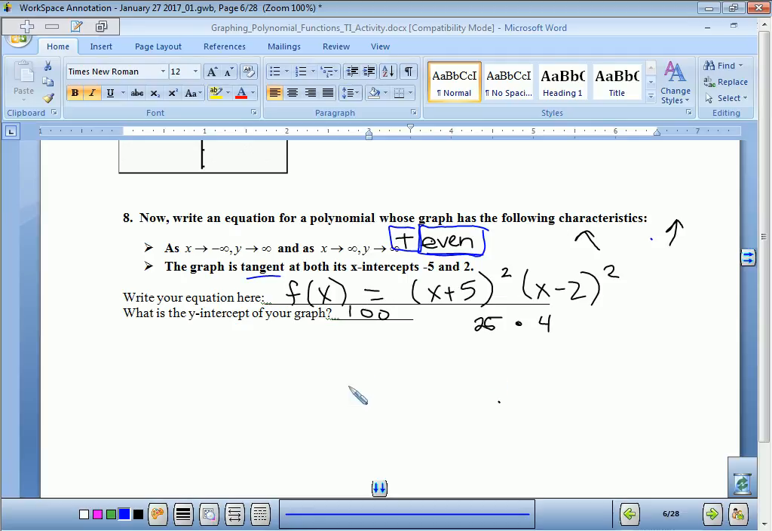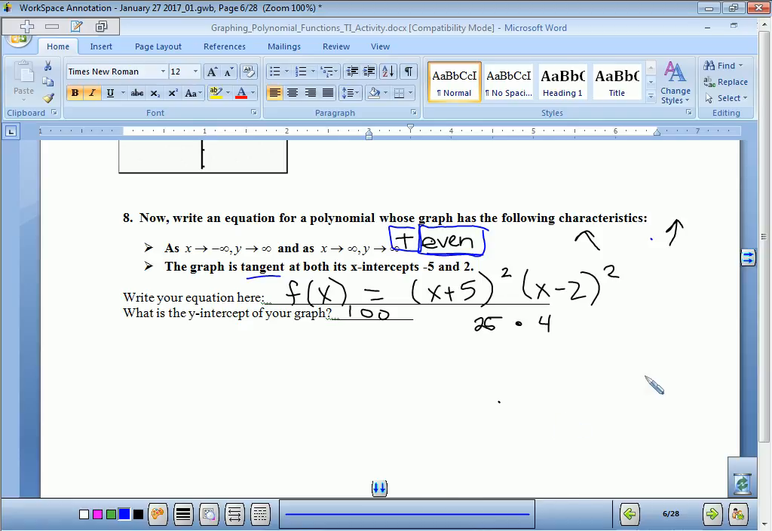Okay, so if we're trying to write a polynomial whose graph has the following characteristics. Okay, it's rising and rising. So that means it's an even degree function with a positive leading coefficient. Because it's going to positive infinity and positive infinity. So the ends look like this. Even and positive leading coefficient. The graph is tangent at both the x-intercepts. So tangent would be second power, second power. That's an even degree positive leading coefficient.